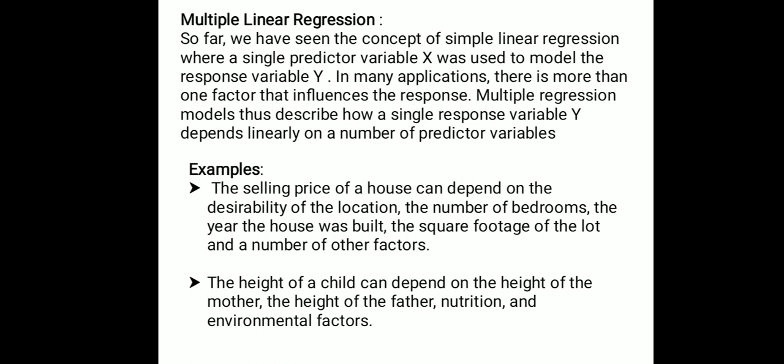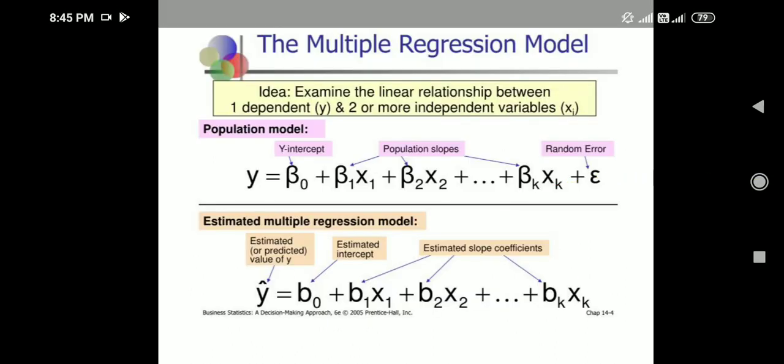It depends on location. In different areas, the rate of houses is different, as you know. Also it depends on the number of bedrooms, the year the house was built, the square footage of the lot, and a number of other factors. A second example: the height of a child depends upon the height of the father, the height of the mother, then nutrition and environmental factors. So this is an example of multiple regression.